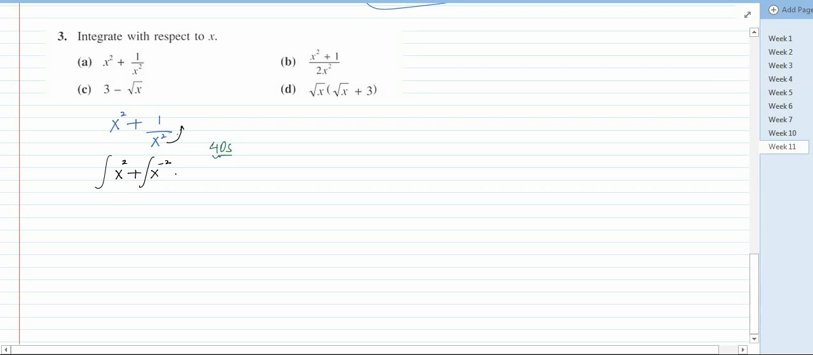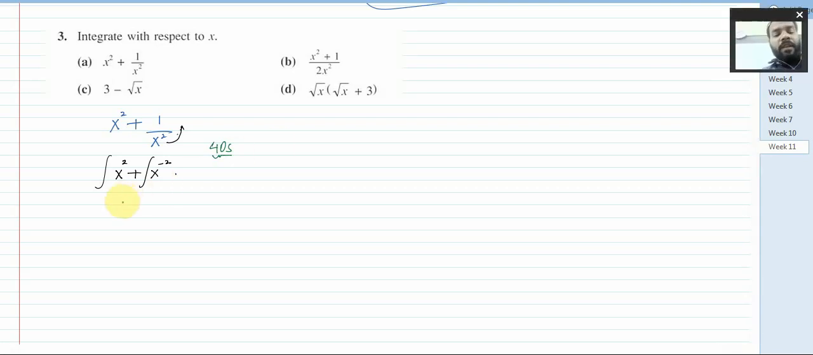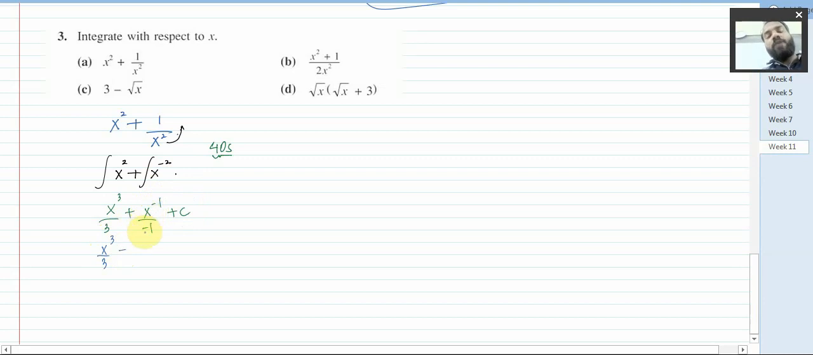Alright, so the integration will be the integral of x square, which is x cube over 3, plus the integral of x power minus 2, which is x power minus 2 plus 1, that is minus 1, over minus 1, and then we need to introduce the constant. So it will be x cube over 3 plus, minus is minus, x power minus 1, that will be 1 over x, and we have plus c. So that is your integration.